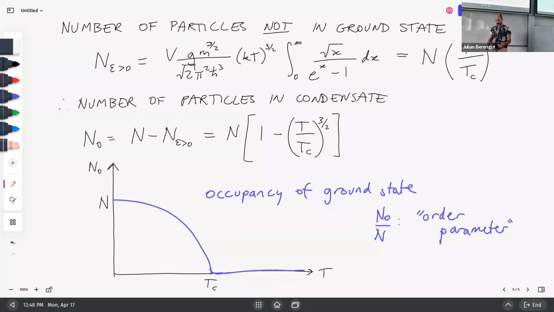Okay, it's 12:48. I think this is a good time to take a little break, and then we will come back at about 1 p.m. Maybe a 5-minute break, 10 minutes at most. Then we'll come back and do black body radiation, which takes a little bit of time as well. So I'll pause the recording.